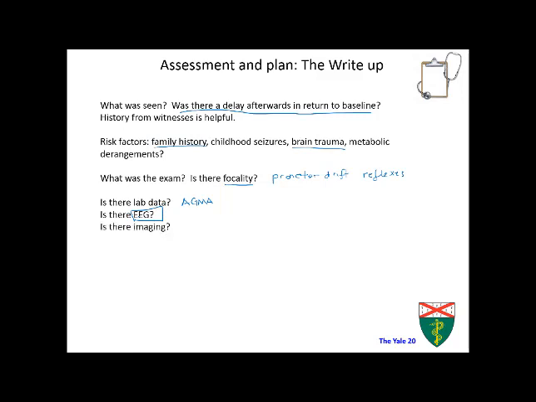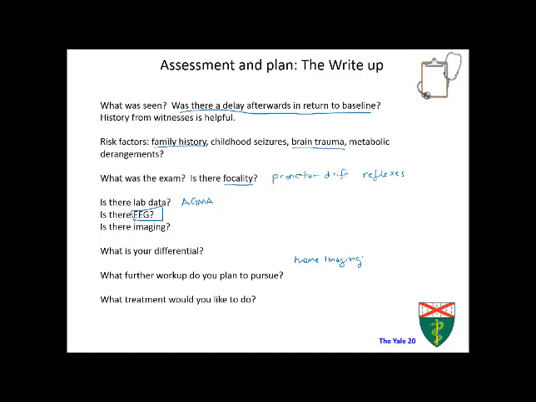Imaging, as also mentioned, is going to be very helpful and should make a big part of your assessment and plan. Your differential is as to one, whether this was actually a seizure or a mimicker, and two, if you're convinced that this is a seizure, what you think is the underlying cause for it. Then you can talk about what additional workup you would like to do. Does the patient need more imaging, more EEG? Do they need a long-term video EEG admission to characterize what's going on? And then the treatments that you would like to do.